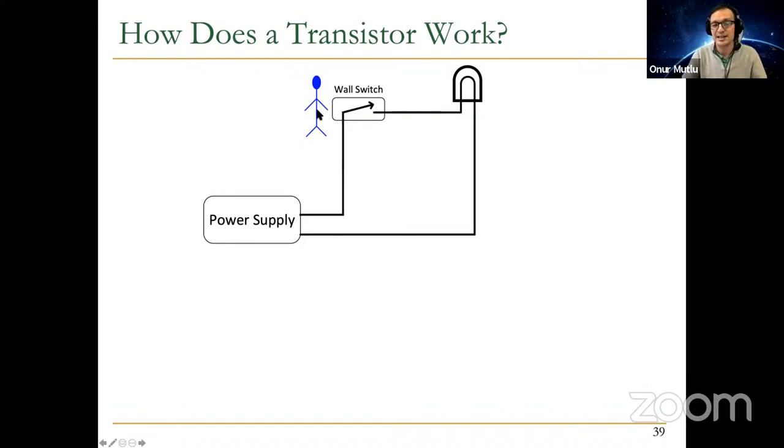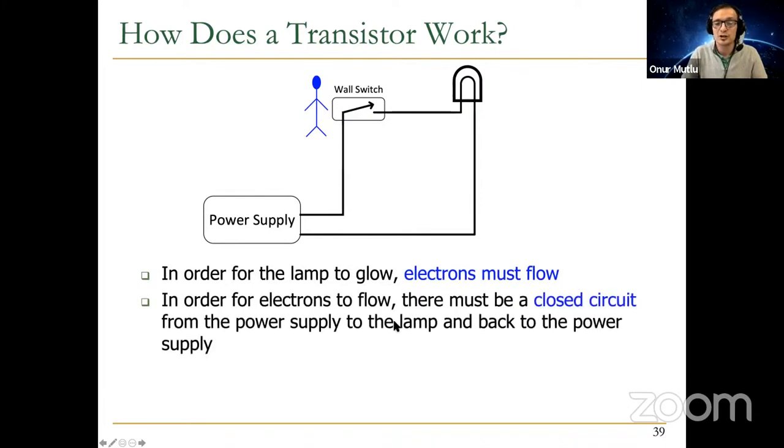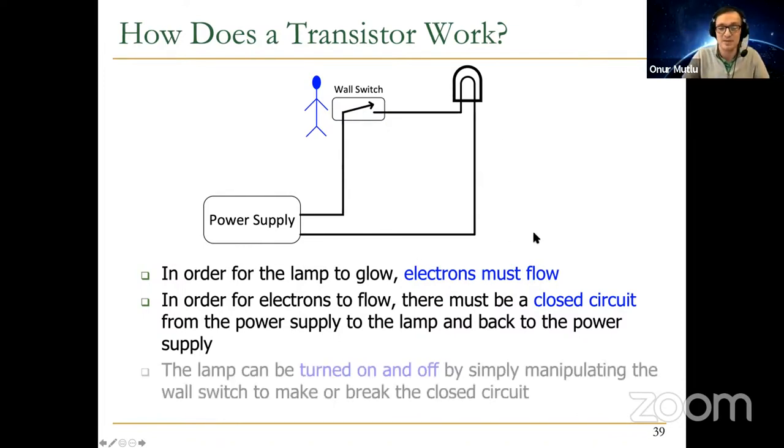Now, as a person, I can go to this wall switch. I already said this basically. In order for the lamp to glow, the electrons must flow. In order for the electrons to flow, there must be a closed circuit. So we cannot have this as an open circuit. We need to close the circuit from the power supply to the lamp and back to the power supply. Right? That's fundamental circuit principles.